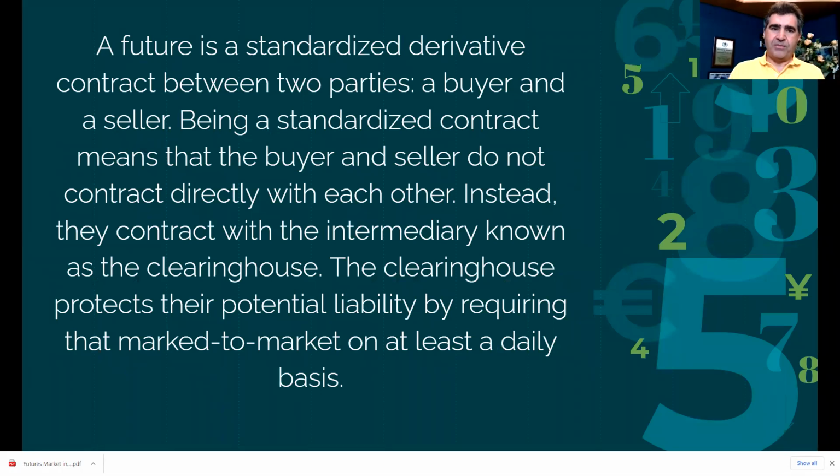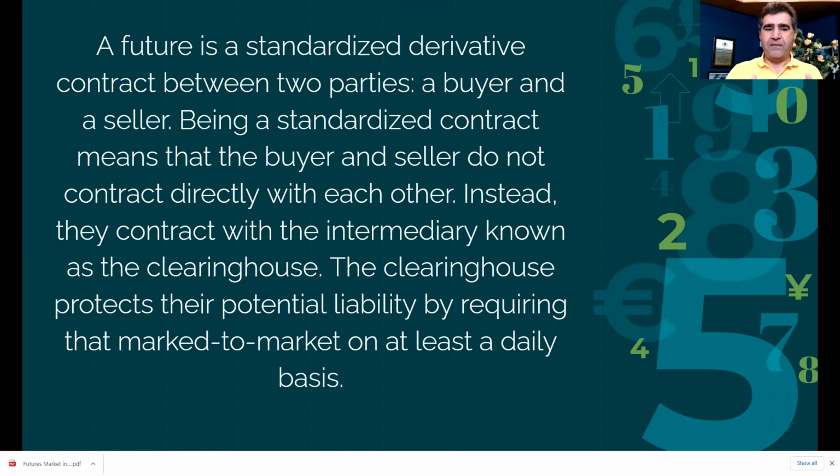So, what is a future? Well, basically, a future is a standardized derivative contract between two parties. Again, there's a buyer and there's a seller. So the buyer promises to receive and settle, whatever the goods are, and the seller is promising to deliver the goods. So that's basically what it is.